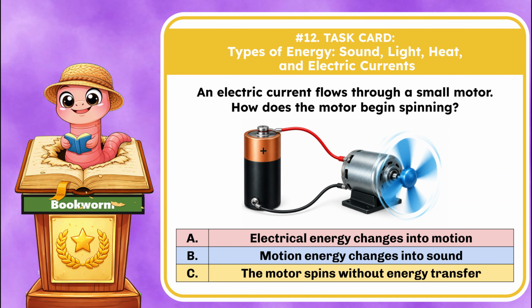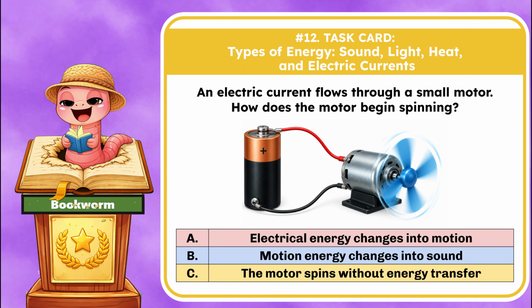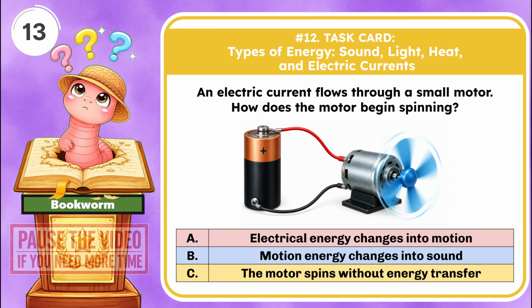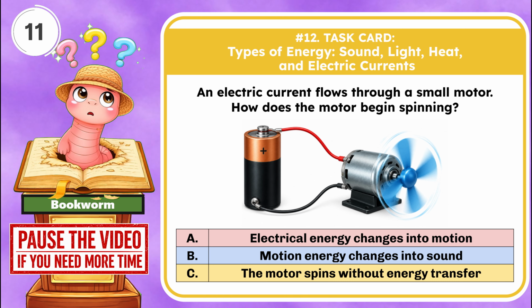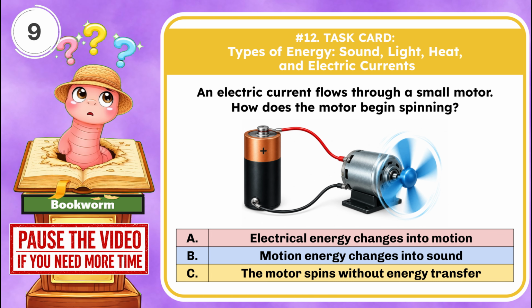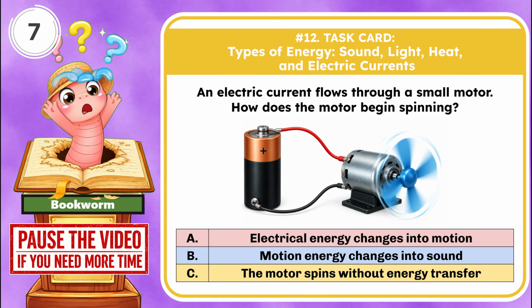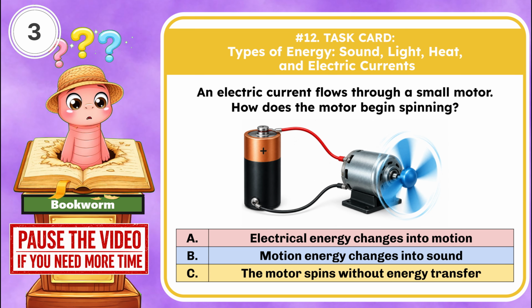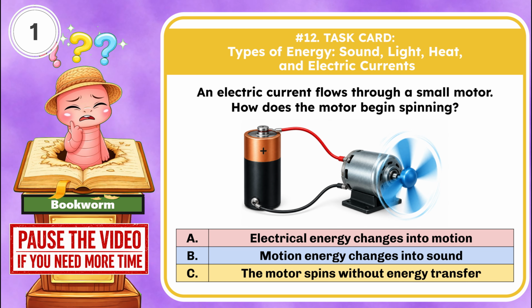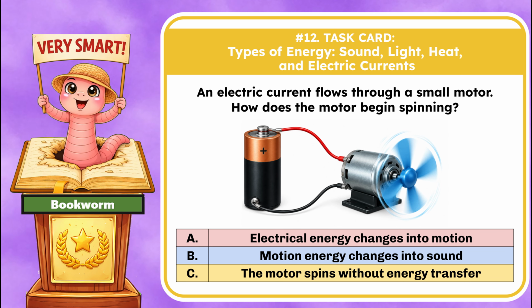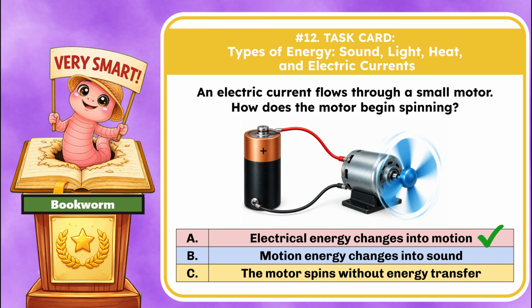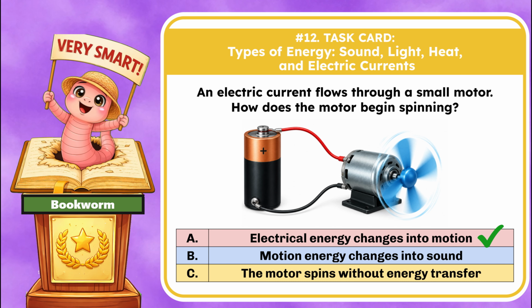An electric current flows through a small motor. How does the motor begin spinning? And the correct answer is letter A. Electrical energy changes into motion.